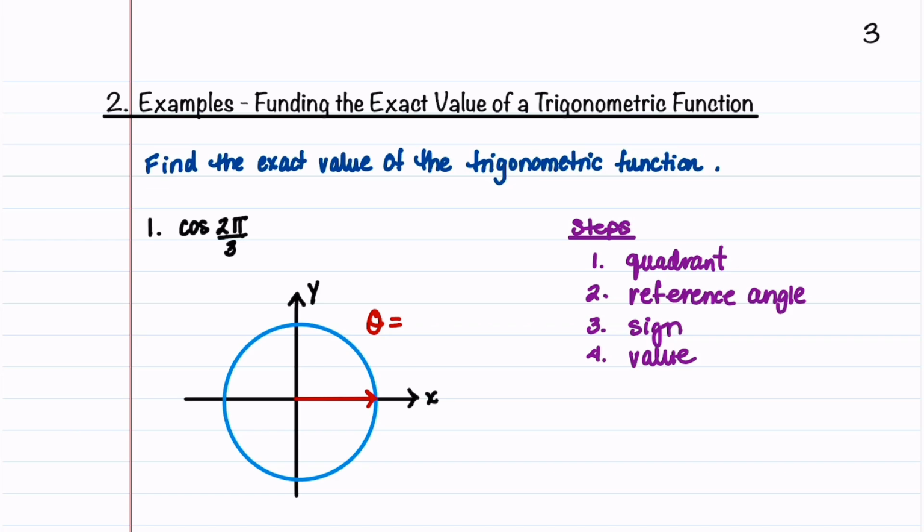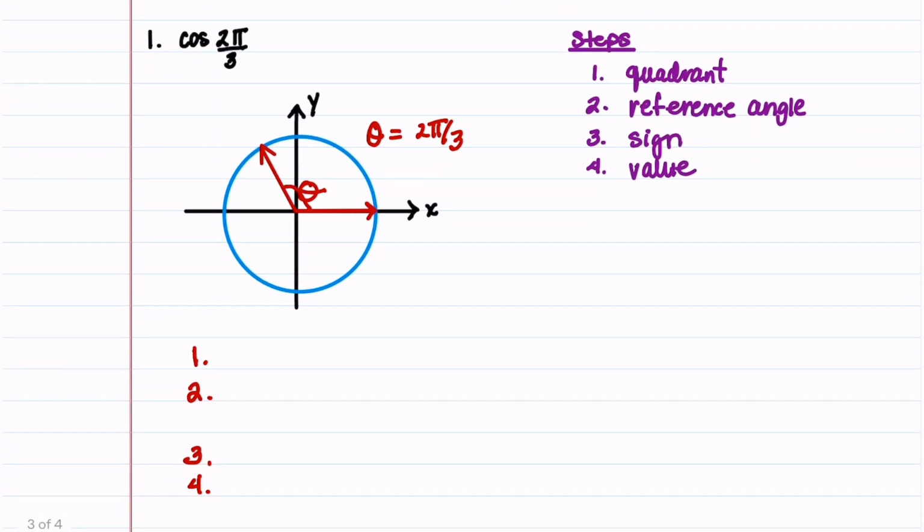In our first example, we need to find the value of cosine 2 pi over 3. So our theta is equal to 2 pi over 3. An angle of 2 pi over 3 looks like this. This angle is located in our second quadrant. So let's write down quadrant 2.